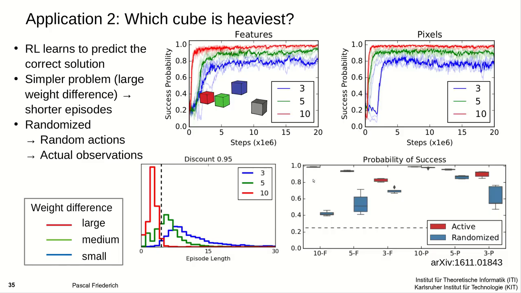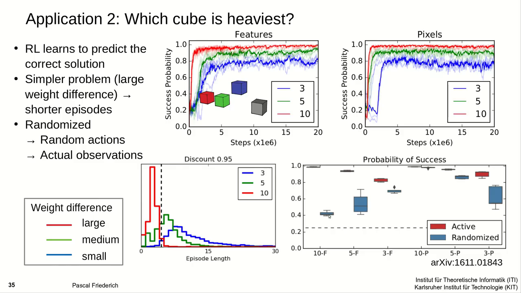And then they compared the probability of success of the active agent compared to the passive agent. And you can see that for the different scenarios with feature inputs F or pixel inputs P and different weight differences of 10, 5, and 3 for large, medium, and small weight difference, the active agent is much, much better than the passive agent.